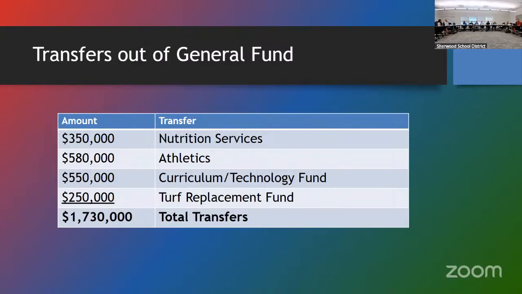Our contribution to athletics has actually gone down. They've done a good job managing their budget over there. They built a little reserve, a little ending fund balance that they'll carry forward, and so we were able to reduce that contribution. And we increased our curriculum and technology fund and our turf replacement fund. This was all part of our plan.